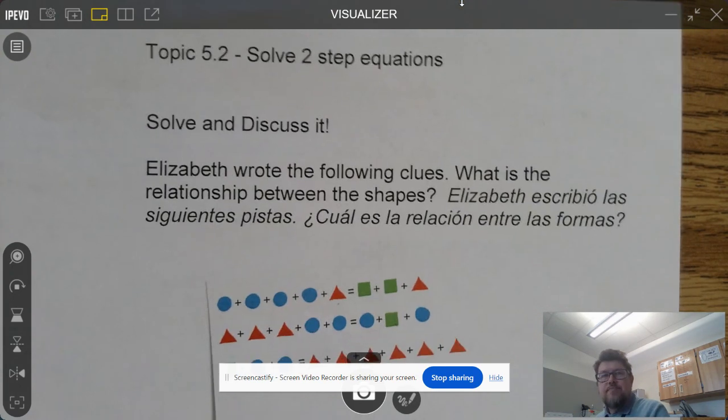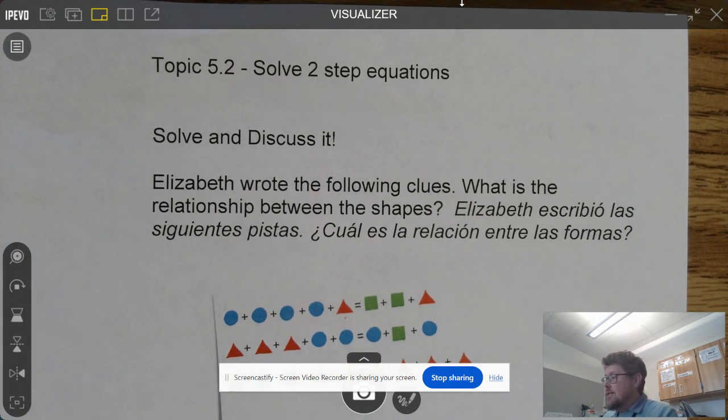Anyway, this is 5.2 where we're solving two-step equations, not just writing two-step equations.